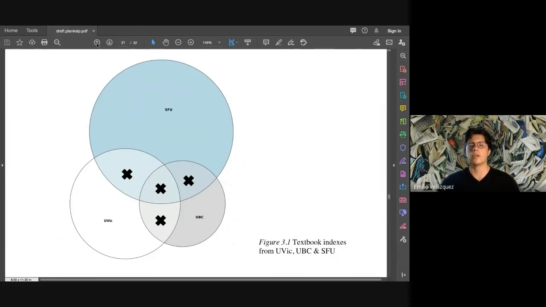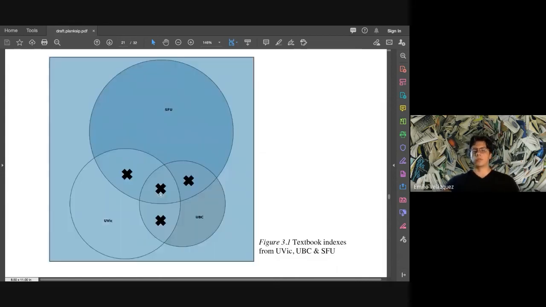So in this case, we have three different circles, each one representing the index of a different university, UVic, SFU, and UBC. And we can start seeing there's obviously a little bit of an overlap between the people that they reference. Also, they differ in size. SFU textbook mentions a whole amount of people. Meanwhile, UBC selects a handful of people. And we can start focusing on the overlap between these circles.